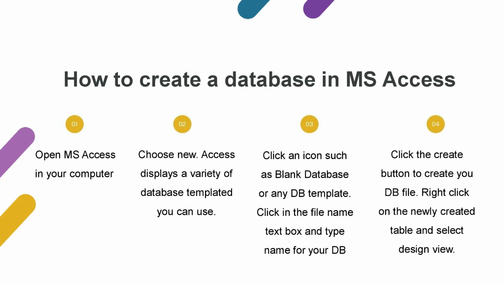So the first step is click an icon such as a blank database or any database template. The fourth step is click in the file name text box and type the descriptive name for your database. Click the create button to create your database file. So after your database is created, right click on the newly created table and select the design view.